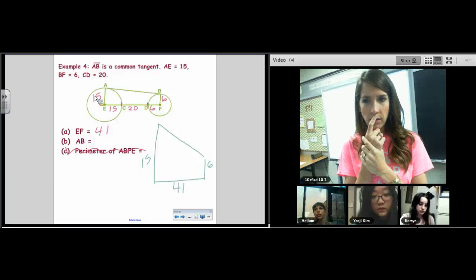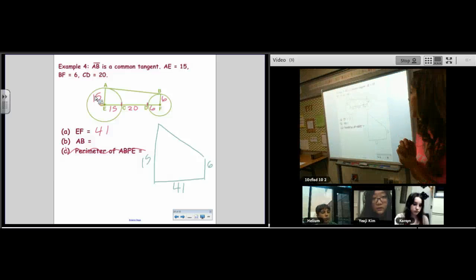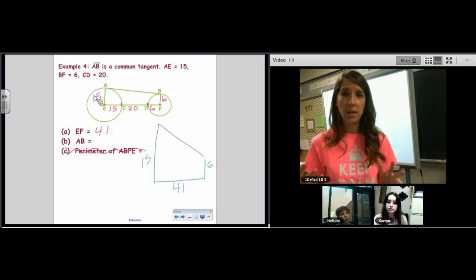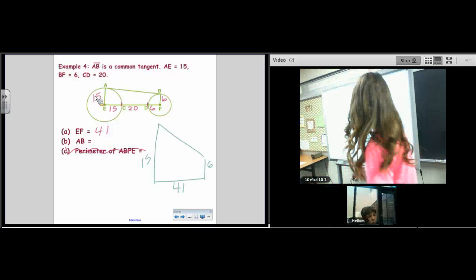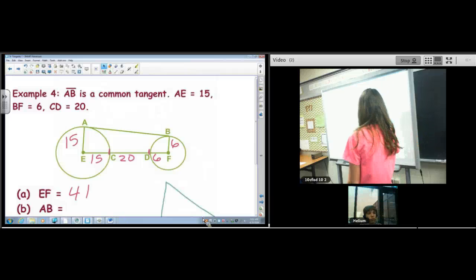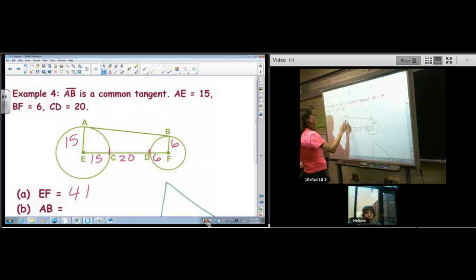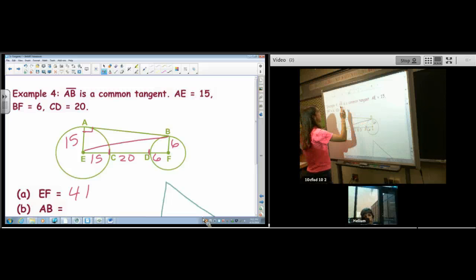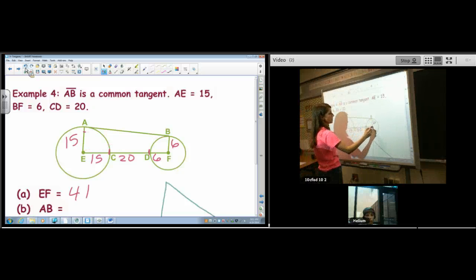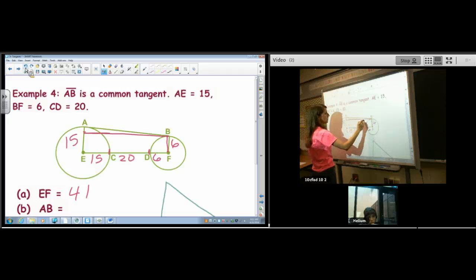The radius of the big circle is 15. But my hint is, because you have to add something to your picture, you have to draw something. And a lot of people, when they draw something, are tempted to do something like that. Oh, it's a right angle. But that actually won't get you anywhere. So the segment you really do need to draw is this segment right here.